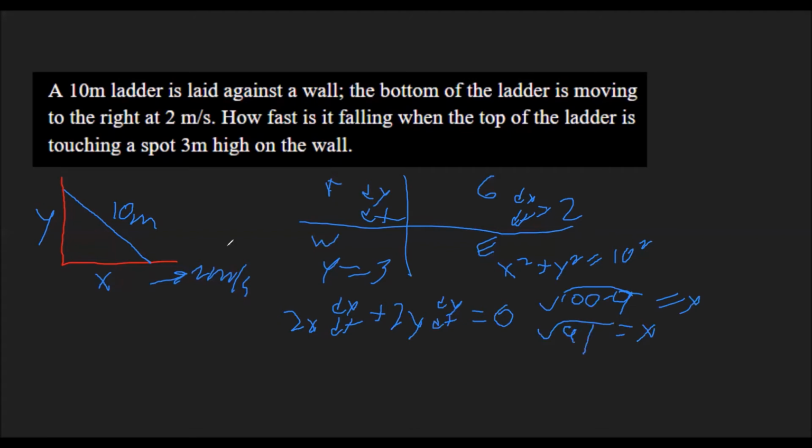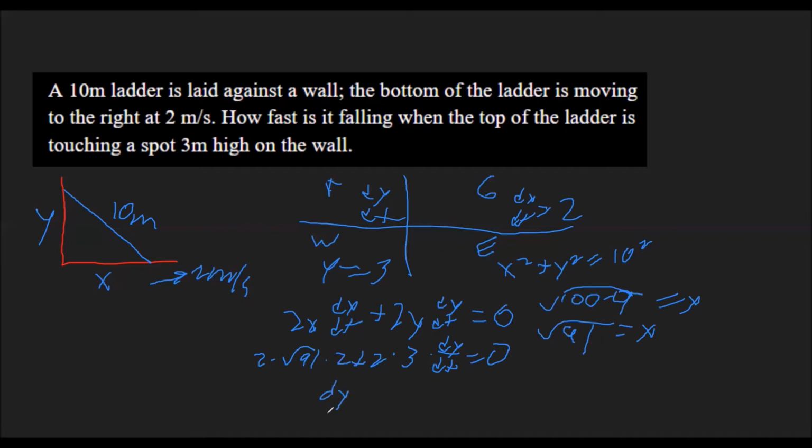Now, we can fill in the rest of these, so we know that 2 times the square root of 91 times the square root of 2 plus 2 times 3, because y is equal to 3. We don't know what dy/dt is because that's what we're trying to find. So we'll just leave that as dy/dt. Now, essentially what we're saying is 4 times the square root of 91 plus 6 times dy/dt is equal to 0.